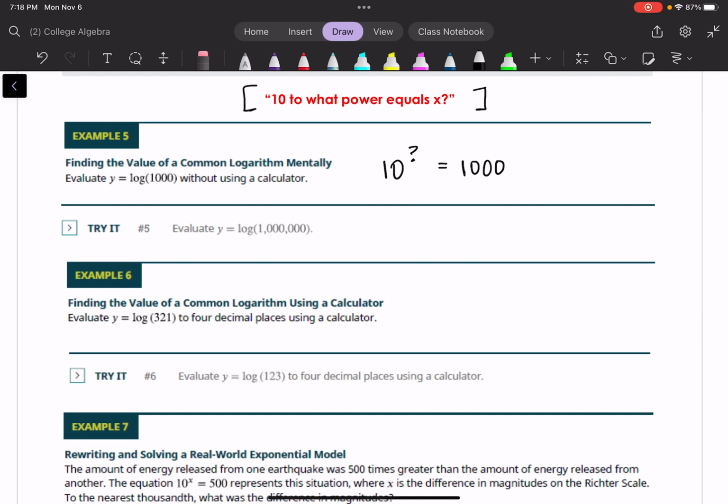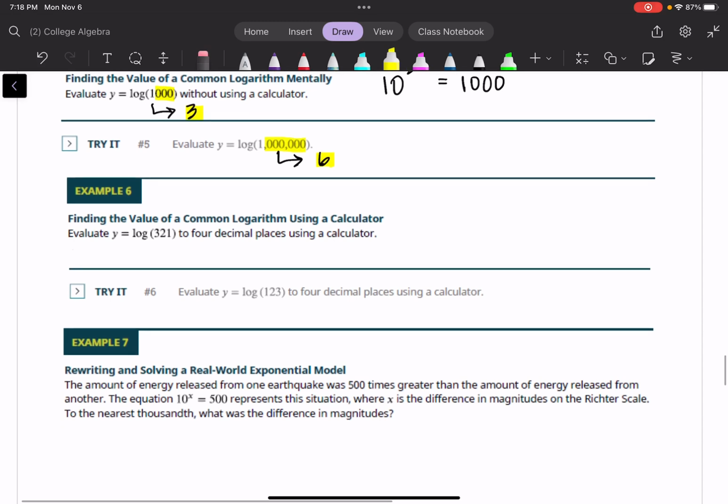And if you're not familiar with those powers, you can just kind of play around with it until you find something that works. So the log of 1,000 is going to be 3. If you want to give this next one a try. All right, so this would be 6. Now, if you notice, with the log base 10, there were 3 zeros here, and that's a power of 3. And there are 6 zeros here, and that's a power of 6. That's a lovely shortcut when you're looking for powers of 10.